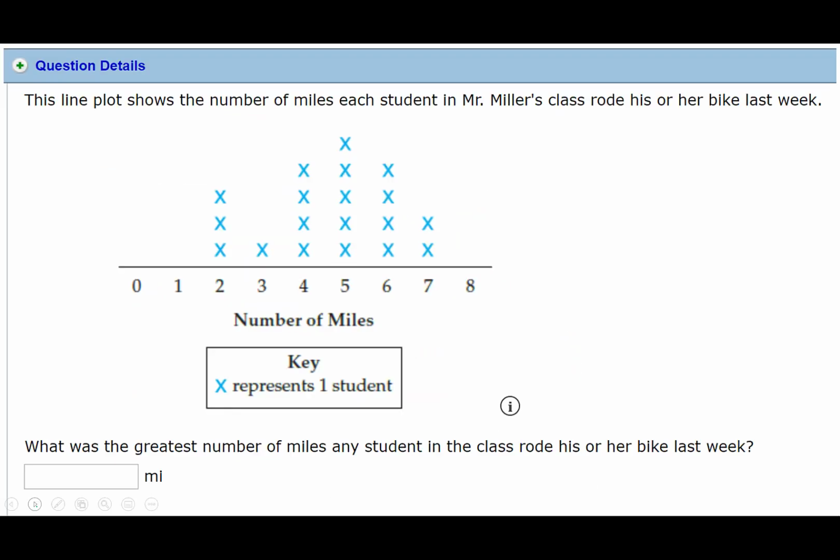The line plot shows the number of miles each student in Mr. Miller's class rode his or her bike last week. This is a line plot. Every one of those X's represents one student. What is the greatest number of miles any student in the class rode his or her bike last week? And do you see the largest amount of miles is 7? We had 2 students ride their bike 7 miles, and so your answer would be 7.